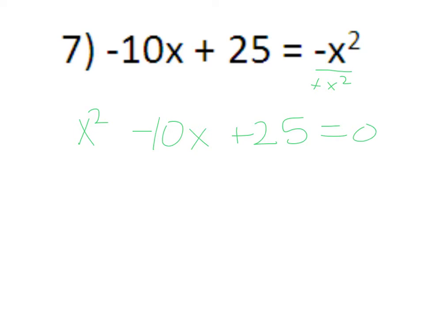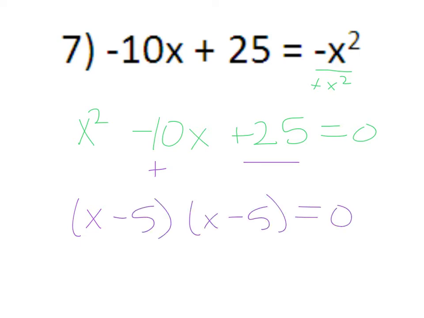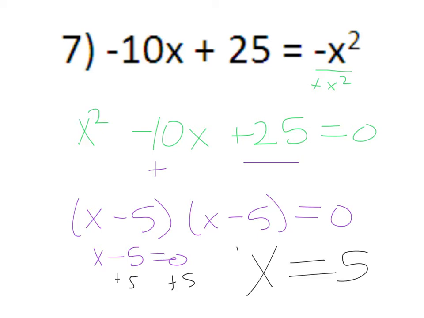So two numbers that multiply to get 25 and add together to get negative 10 would be x minus 5, x minus 5. Now when you have the exact same thing inside your parentheses, you should get the same answer. So I'm only going to solve this once. So x minus 5 equals 0. I'm going to have to add 5 to both sides, so x is going to be equal to 5.